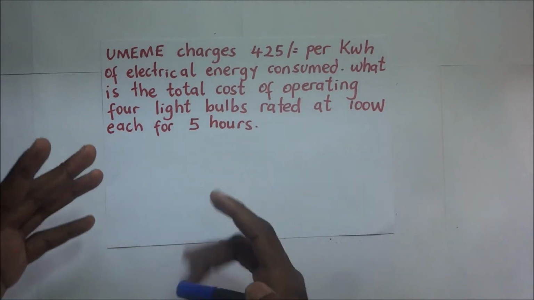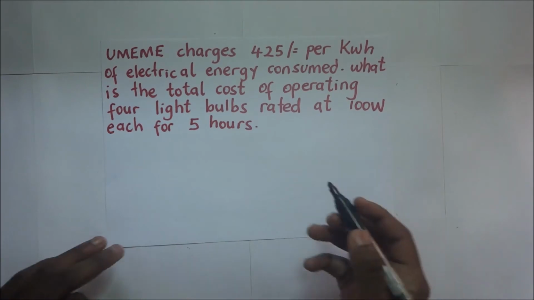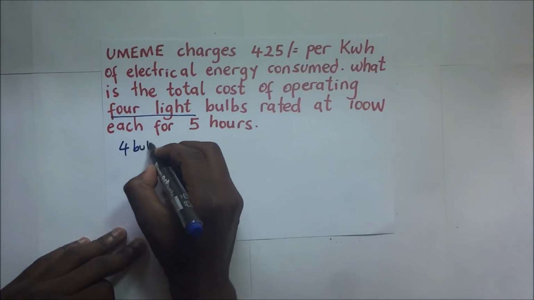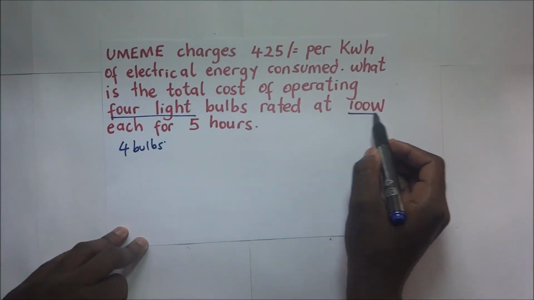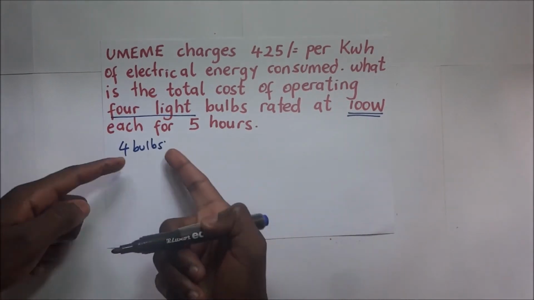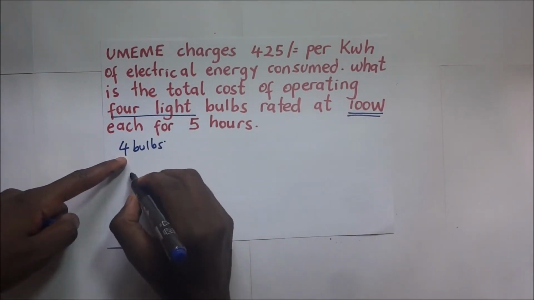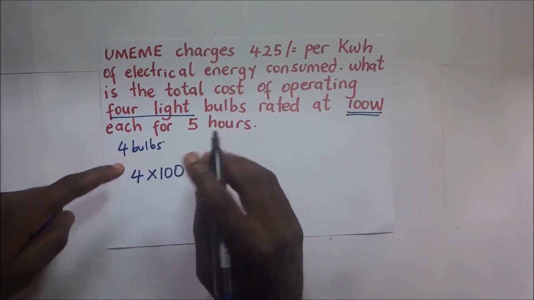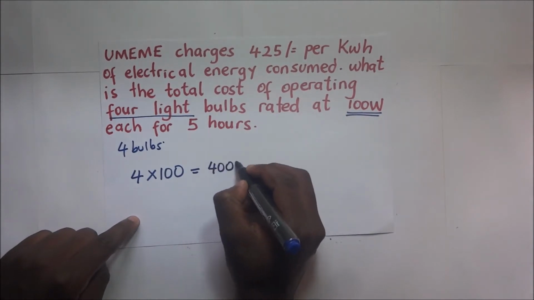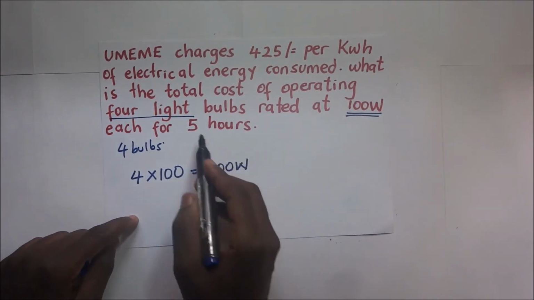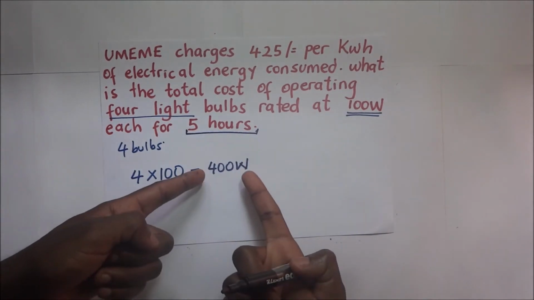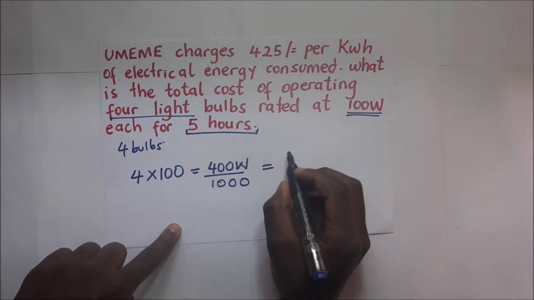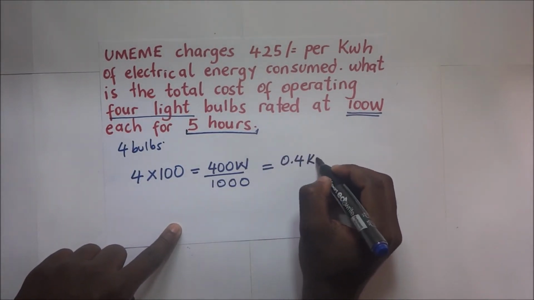So again, we need to first compute the kilowatt hours that are being consumed. According to this question, there are 4 light bulbs. Each of these bulbs is rated at 100 watts, so the total wattage being consumed by these bulbs is 4 bulbs multiplied by 100. Together all these bulbs are consume 400 watts. But they are consuming them in 5 hours. So let's first convert these watts to kilowatts. We divide that by 1000 and we end up with 0.4 kilowatts.